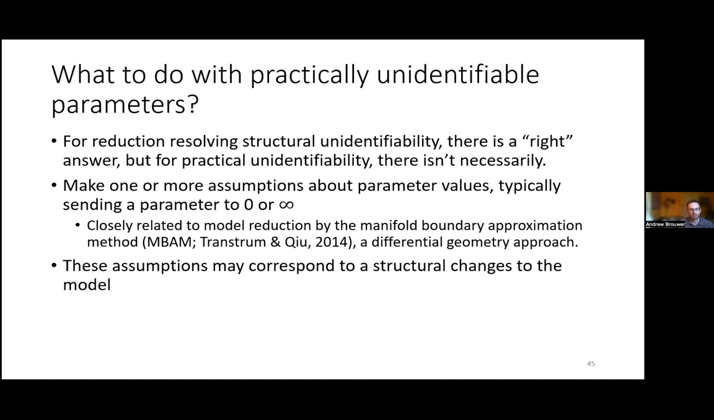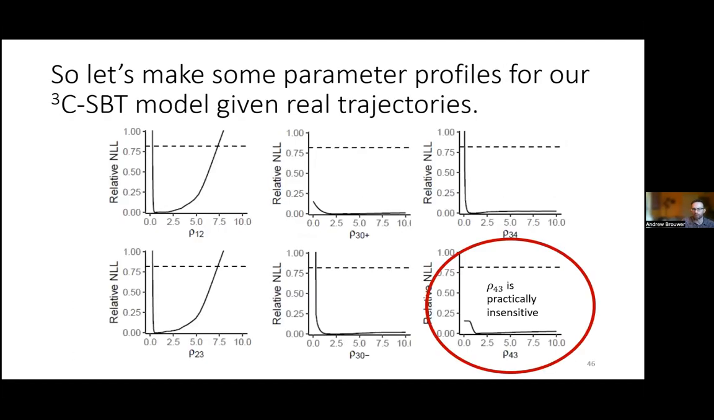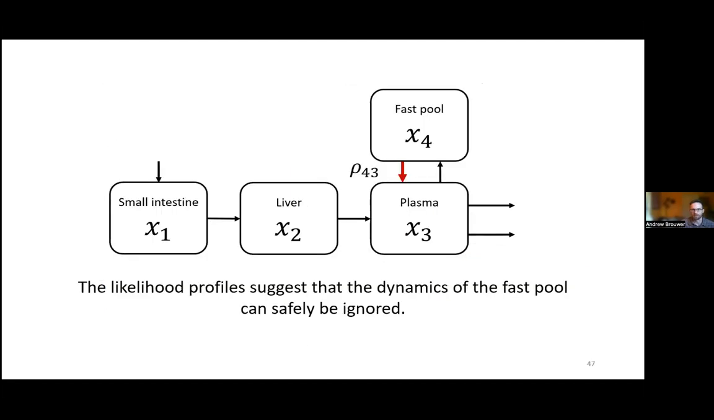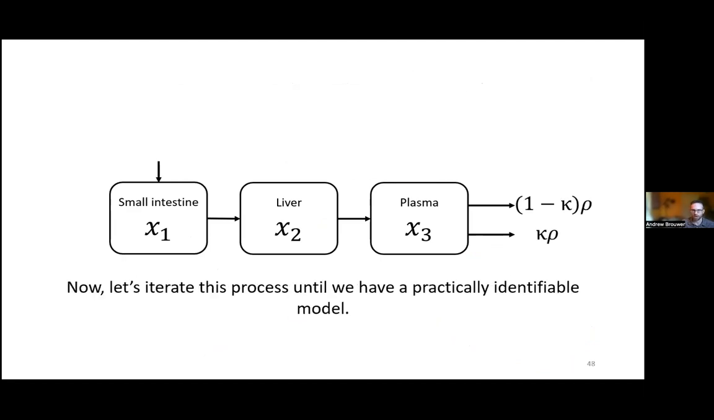So what we typically do is make assumptions about parameter values, such as sending them to 0 or infinity. And for those of you that are interested in differential geometry, I highly recommend looking at the manifold boundary approximation method, which is closely related to this idea of practically unidentifiable. And these assumptions may or may not correspond to structural changes, as I said. And so what I'm going to do here is just note that rho 4.3 is practically insensitive. So it basically is not changing the fit within our level of significance. And if I look at my model, that's essentially saying that the dynamics of the fast pool can safely be ignored. So I'm just going to chop it off.